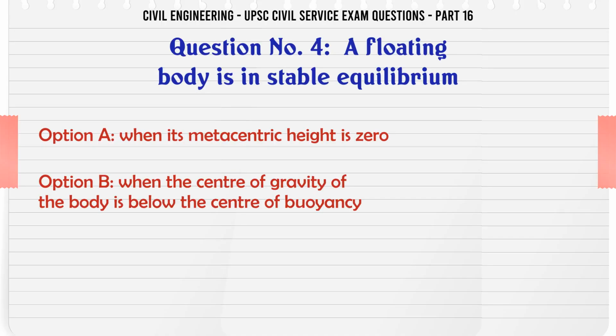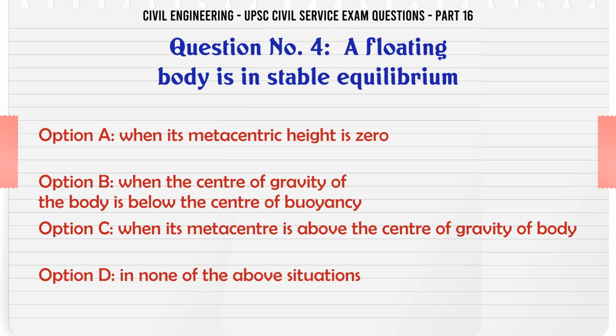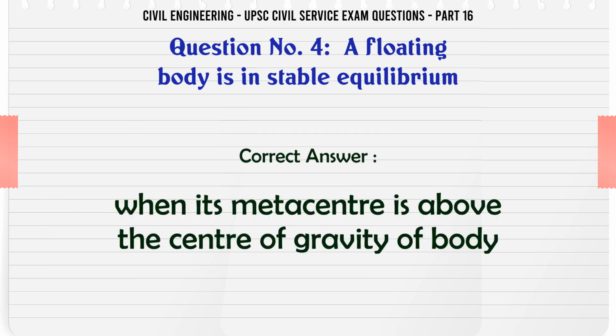A floating body is in stable equilibrium. A. When its metacentric height is 0. B. When the center of gravity of the body is below the center of buoyancy. C. When its metacenter is above the center of gravity of body. D. In none of the above situations.